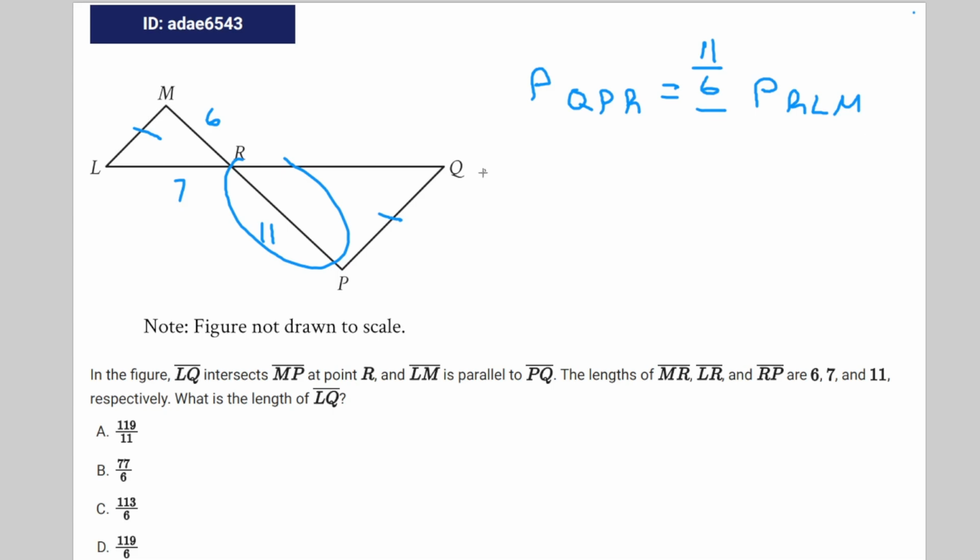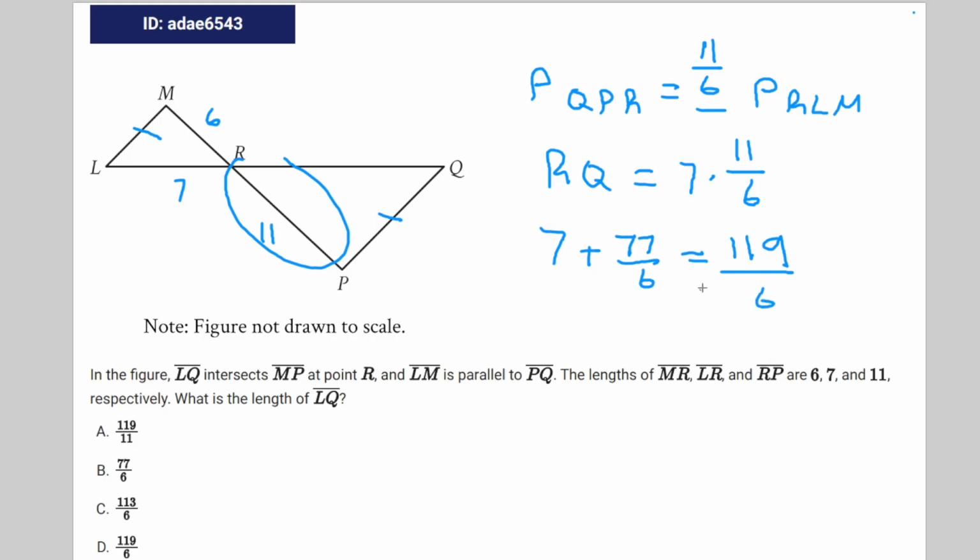So in order to find a side for QPR, you just have to take the corresponding side from RLM and multiply it by 11/6. So for example, LR corresponds to RQ, therefore RQ is equal to 7 times 11 over 6. So to find LQ, you're going to take LR plus RQ. That's going to be 7 plus 77 over 6, which is equal to 119 over 6, according to my calculator anyways. Which means that D is the correct answer.